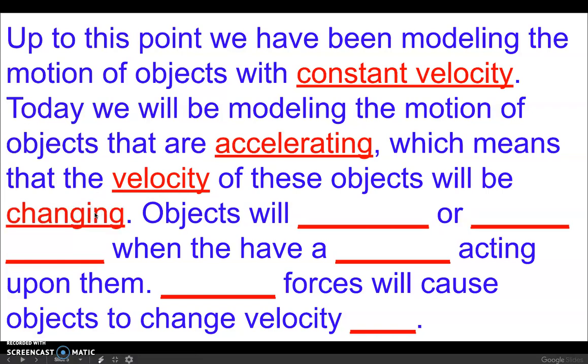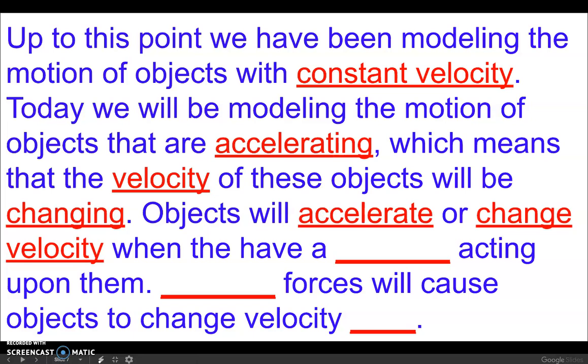So just like the toy car in the toy car lab yesterday, the velocity is going to be either increasing or decreasing in all of the examples that we're going to be working with for the rest of the unit. So objects will accelerate or change velocity when they have a force or a net force acting upon them. So we're going to talk more about forces in our next unit. That's going to be what we're focusing on.